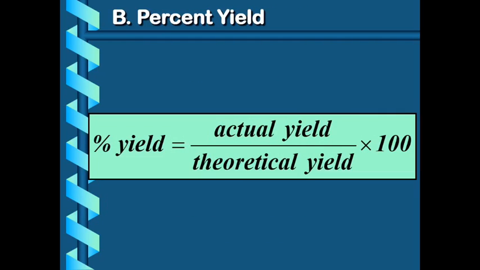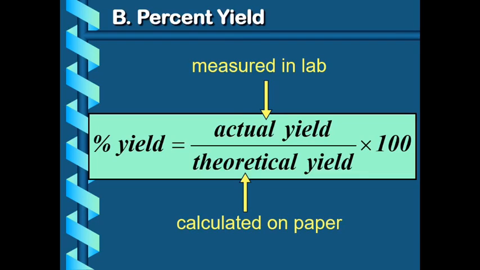Next up, we're going to look at percent yield. Percent yield is a type of efficiency. It's the actual yield divided by the theoretical yield. So your actual yield is what you would measure inside of a lab. The theoretical yield is what you calculate on paper. The actual yield, though, is going to be less.